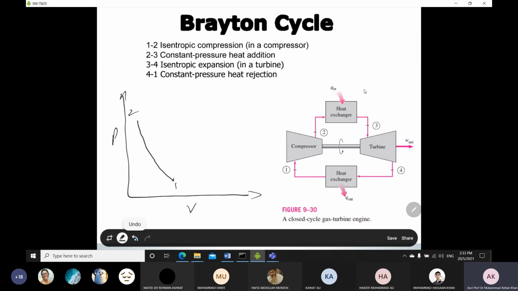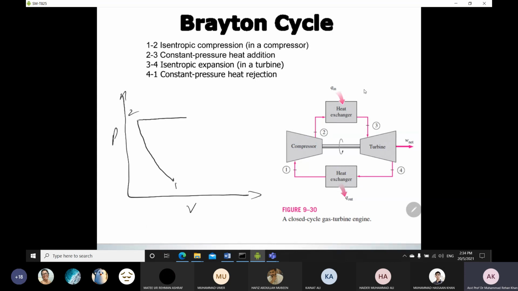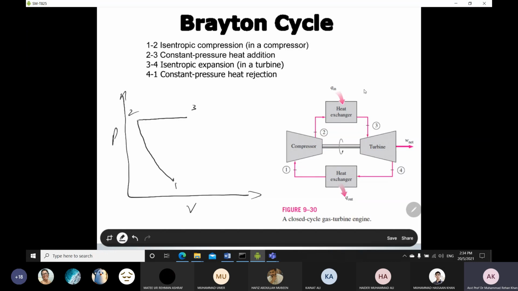Then 2 to 3 is a constant pressure heat addition. So until point number 3, it is a straight line because it is a constant pressure process. Then 3 to 4 is the expansion process. So whatever the volume at point number 3, as it reaches point number 4, the volume increases.